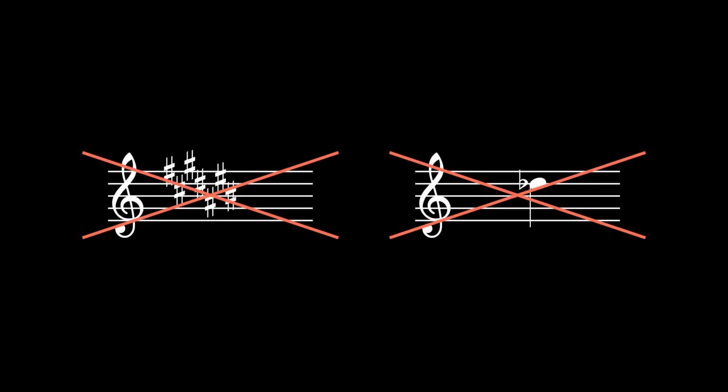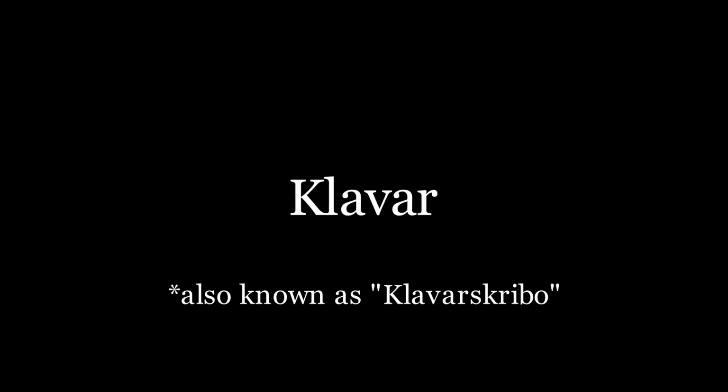The next notation system we'll look at is called Klavar, and was invented to make playing the piano easier compared to traditional staff notation. Instead of reading music from left to right, the Klavar system uses a top-down approach, clearly establishing the relationship between the keys on the piano and the notes on the score.